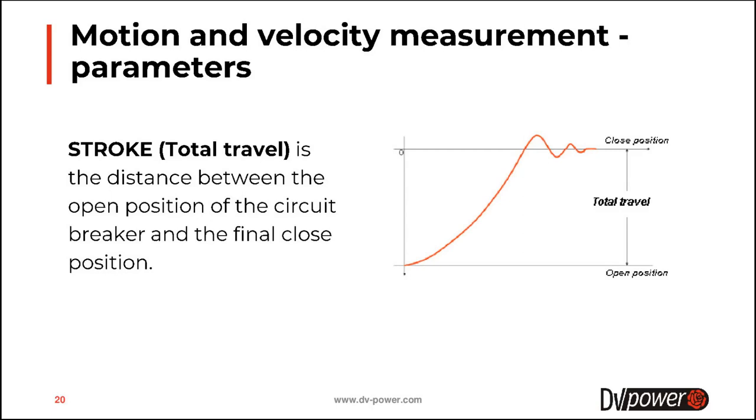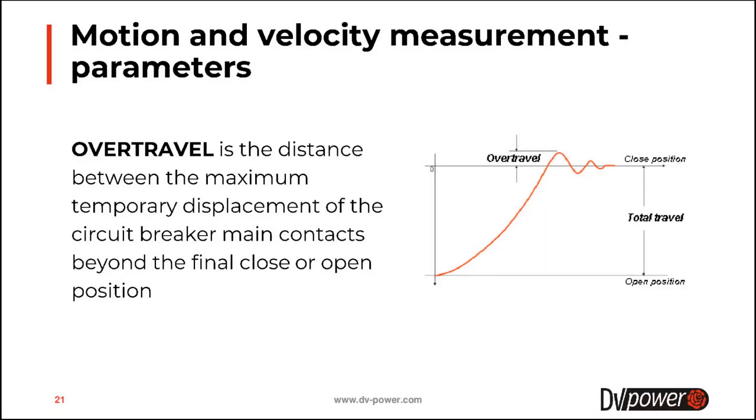Stroke is the distance between the open position of the circuit breaker and the final close position, or between the close position of the circuit breaker and the final open position, it is the same. Over travel is the distance of the maximum temporary displacement of the circuit breaker main contacts beyond the final close or open position.